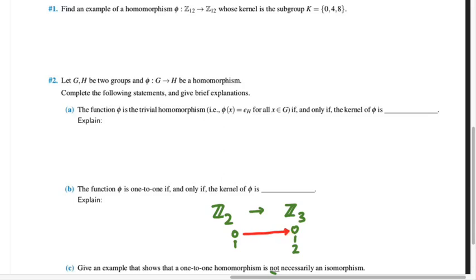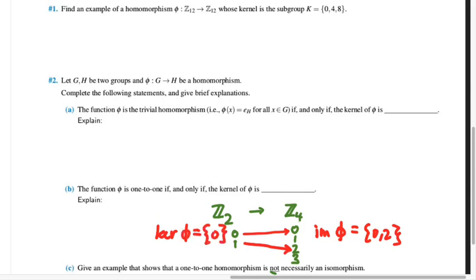So maybe Z4. How about Z4? Now we're going to have more options. Right. Now where can I send 1? If I send 1 to 2 this time, now 1 plus 1 is 0, 2 plus 2 is 0, and 0 goes to 0, so the homomorphism property is satisfied. And the image is a subgroup. The image of phi is the subgroup 0, 2. That all looks good. What's the kernel? It's just the identity element, which is what we wanted for a one-to-one homomorphism, right?